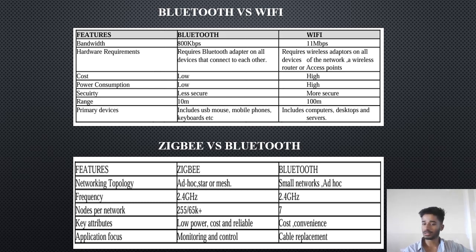Let us compare the wireless technologies. The first one is Bluetooth versus Wi-Fi. The second one is Zigbee versus Bluetooth. I won't explain this to you guys. You can just look at the screen and figure it out. I hope you guys figured it out. Pause the video and figure it out. There's not much time here.